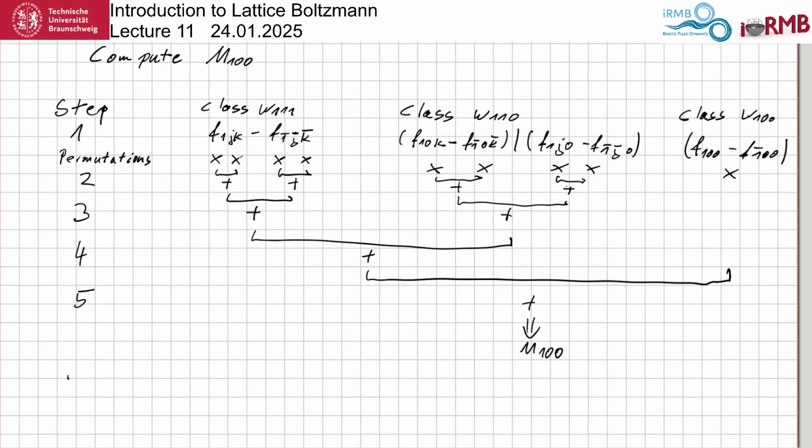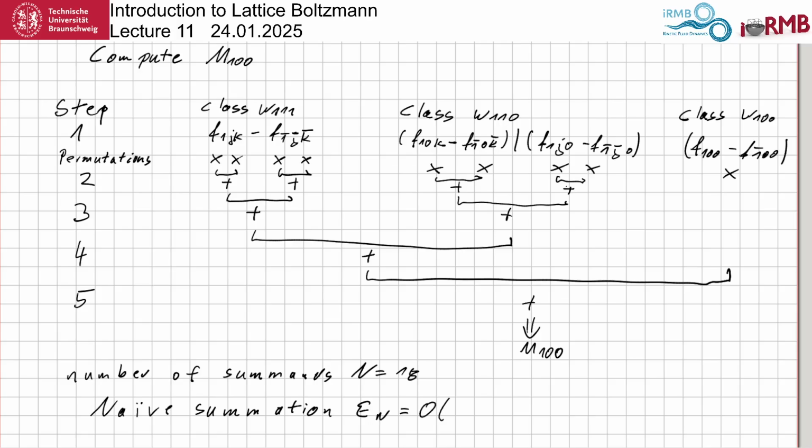Okay, so number of summands n equals 18. Naive summation. Okay, I'm a little bit inaccurate now, it should actually be 17 delta, because there are the 17 sums that you have.